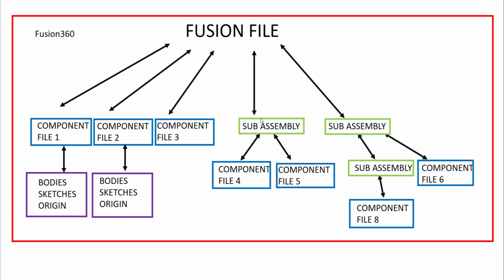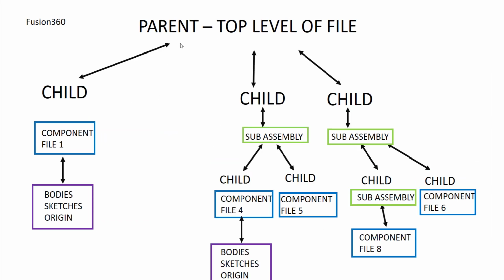Okay, so this can contain sub-assembly, sub-assembly, etc. You also have this idea of the root node being the parent. So your root node's the parent, it's the top level of the file, and then everything else is a child from that, and that includes sub-assemblies. And the sub-assemblies, although they're a child of the root node, can also have components that are children to them. And obviously inside every component you have bodies, sketches, origins, all these kind of things. So that's the general idea of how it works.